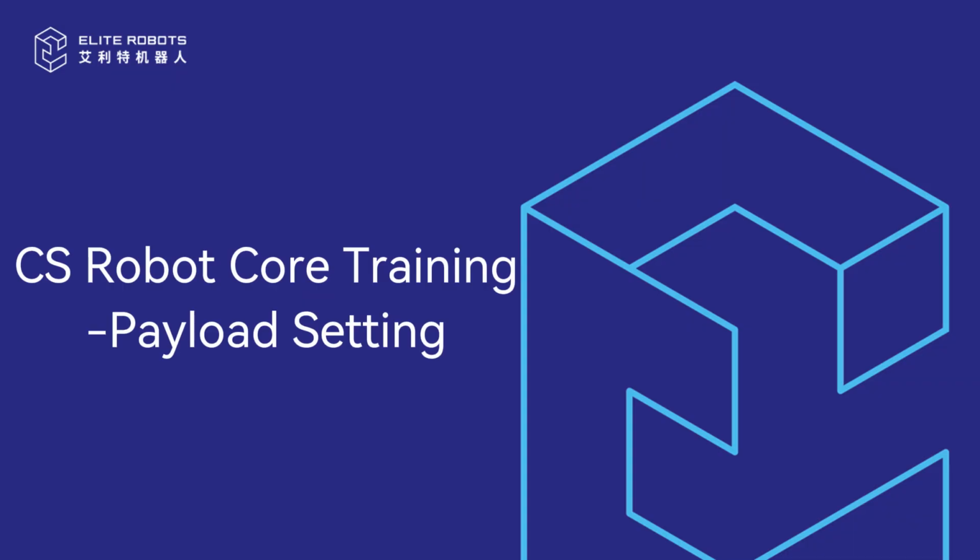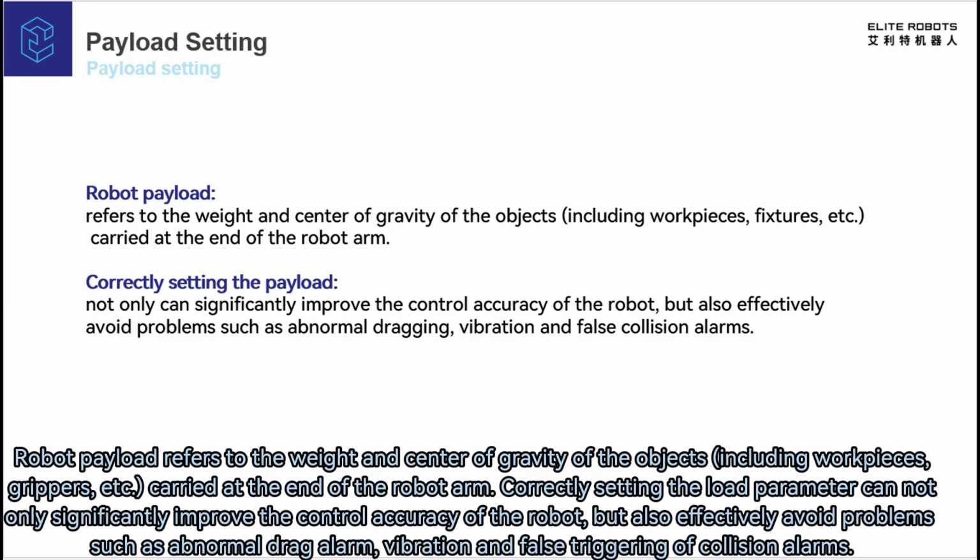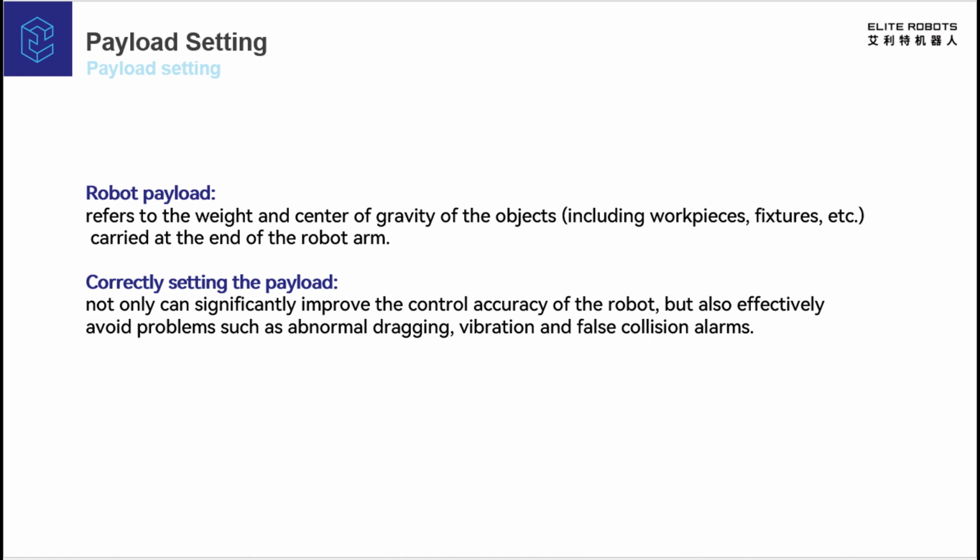CS Robot Core Training, Payload Setting. Robot payload refers to the weight and center of gravity of the objects, including workpieces, grippers, etc., carried at the end of the robot arm. Correctly setting the load parameter can not only significantly improve the control accuracy of the robot, but also effectively avoid problems such as abnormal drag alarm, vibration and false triggering of collision alarms.